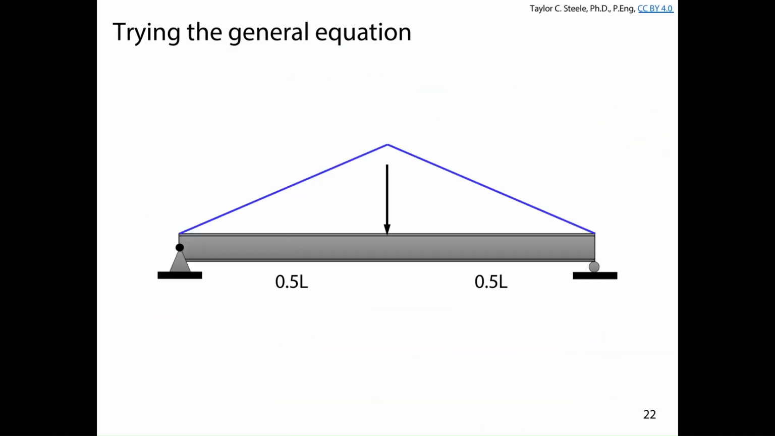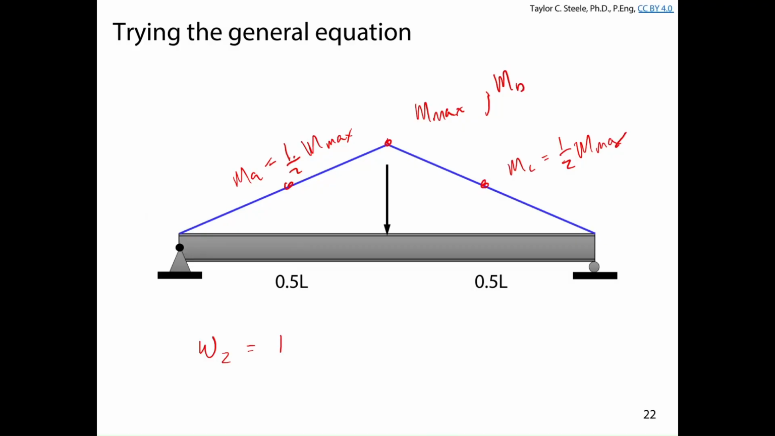If we were to do the same thing here, in this case we just have slightly different quarter point moments. In this case, we have M max, and MB is also equal to M max. Then we have MC is a half M max, and MA is equal to a half M max. And just in the interest of time, if you do the calculations based on those values of MA, MB, MC, and M max, we get an omega 2 value of 1.26.